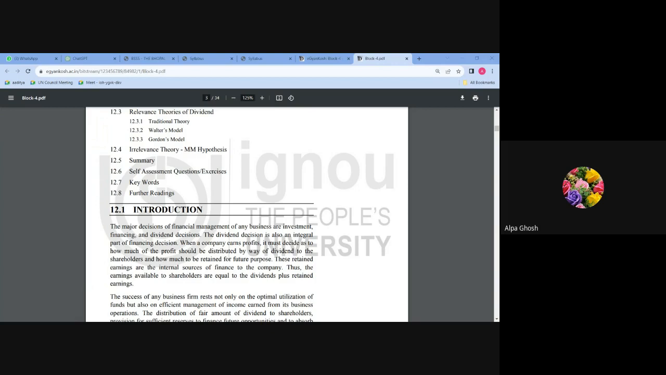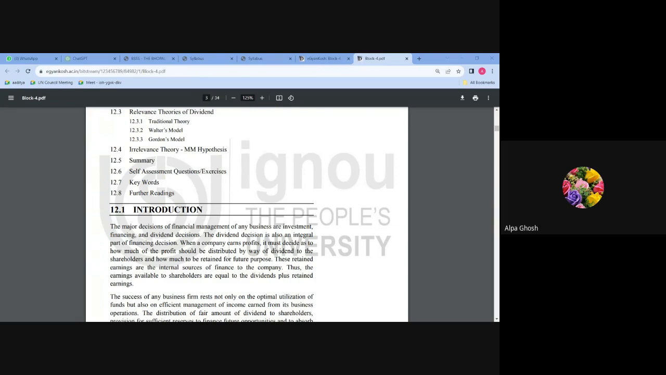At the same time, irrelevance theory says that whatever dividend we distribute, it is only a part of your profit distribution. It has nothing to do with the value of the firm, because the value of the firm is not only affected by dividend, but there are several other factors. So in such a case, we compare the theories. The relevance theory is given by Walter and Gordon, and then we come to the irrelevance theory, which is given by the Miller hypothesis.